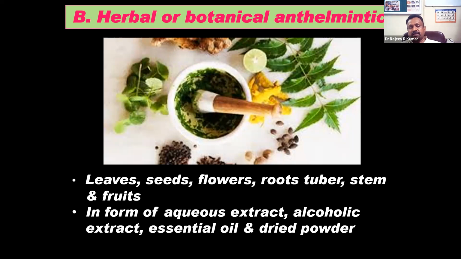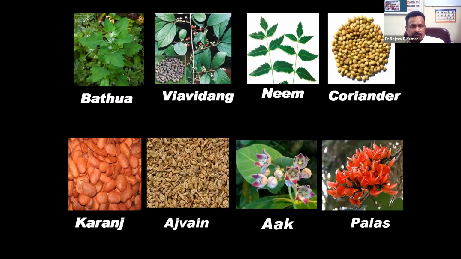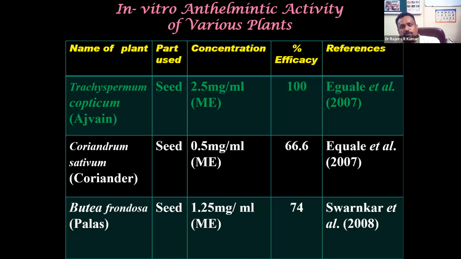Now coming to the second method, that is the use of herbal or botanical plants. In this regard, several scientists have exploited several herbal plants or their products having anthelmintic capacity. These are the common plants: Bathua, Babidang, Neem, it is very common. Coriander, it is very common. Karan, its distribution is limited. Ajwain, it is very common. These are the common plants having anthelmintic efficacy.